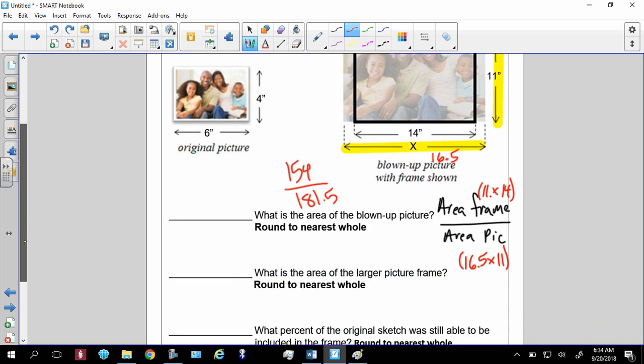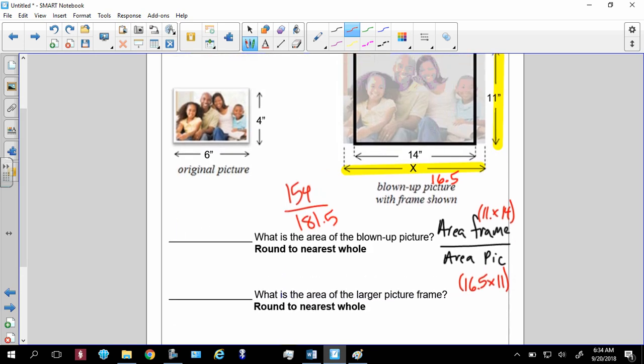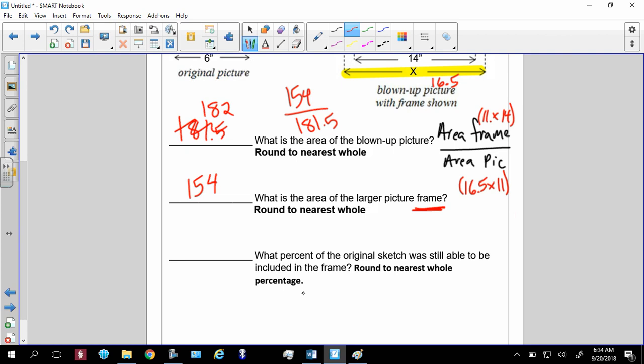Ooh, we got a couple questions here. I didn't see that. So what is the area of the blown up picture? 181.5, but I asked you to round to the nearest whole, so that's going to be 182. The area of the picture frame is 154. So what percent? All right, so that is, again, the frame over the picture. 154 divided by 182. Do the math. 85%. There you go. Easy peasy.